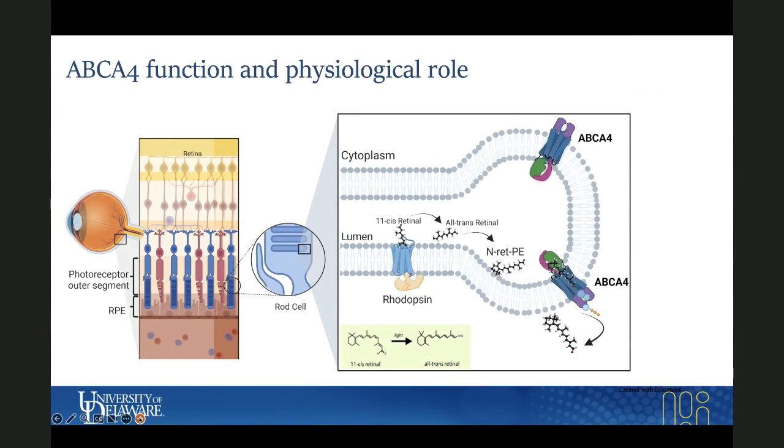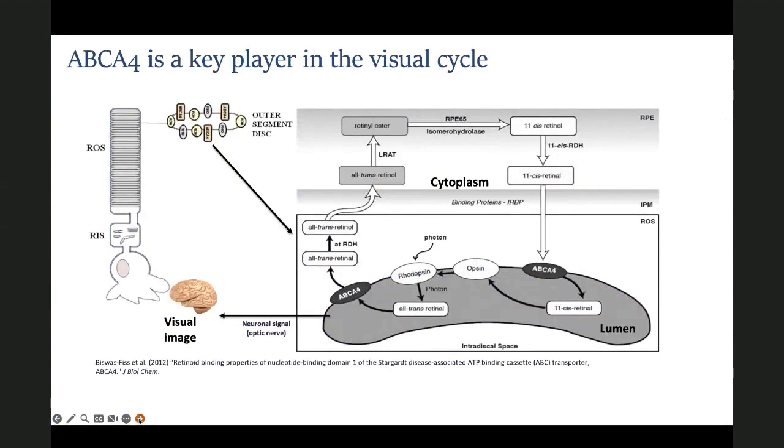And therein lies the problem. So when the all-trans retinal is produced, it needs to be transported back out of the rod discs to be recycled subsequently in the visual cycle. Here you see a lot of different proteins. It's a very busy slide, but essentially we need to convert the all-trans retinal back to 11-cis retinal to act as a chromophore again for rhodopsin.